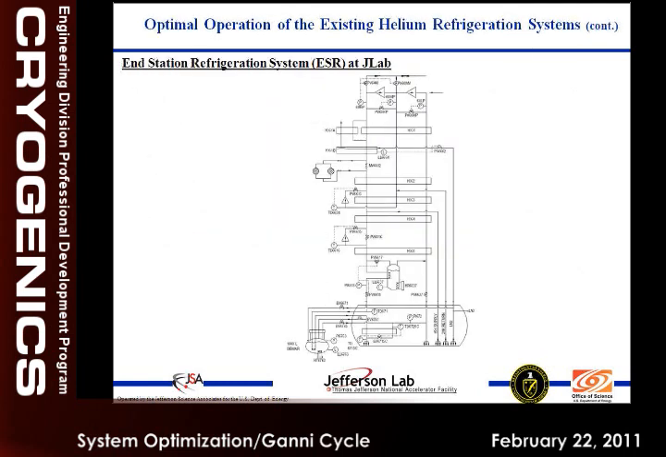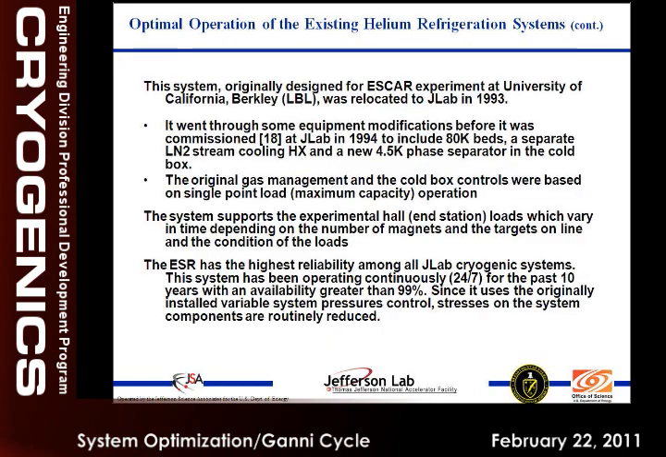So this is the ESR, I've already said enough times what we did here. This was a machine built for the ESCAR experiment and went to Berkeley. We brought it here in 93. And we dropped the shell a few times and made a lot of changes. We added some beds to it. The original gas management had three modes: as a pure refrigerator and as a 20 K shield load. Actually, those are the modes.